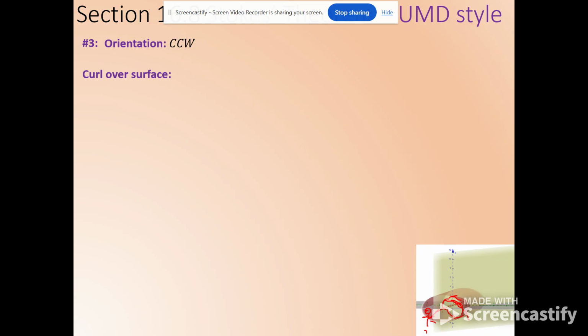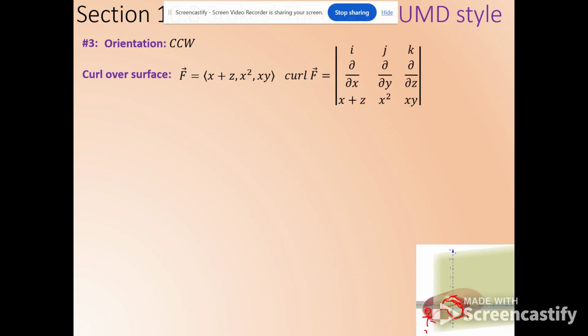I'm going to find the curl, right? The curl is the x, y, and z from the line integral, x component, y component, z component. Set up my curl determinant. Take a moment. And that's what I got.